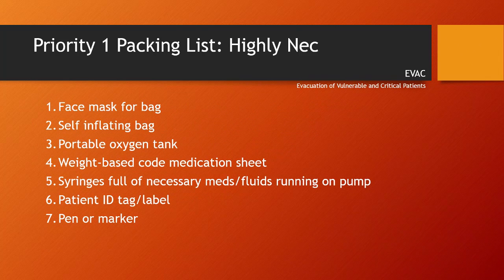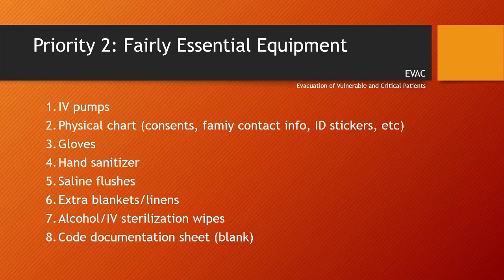Highly necessary items include a face mask for bag, a self-inflating bag, a portable oxygen tank, a weight-based code medication sheet, syringes full of necessary medications or fluids running on a pump, a patient ID tag or label, and a pen or marker. Fairly essential items include IV pumps, physical chart, gloves, hand sanitizer, saline flushes, extra blankets or linens, alcohol or IV sterilization wipes, and a blank code documentation sheet.